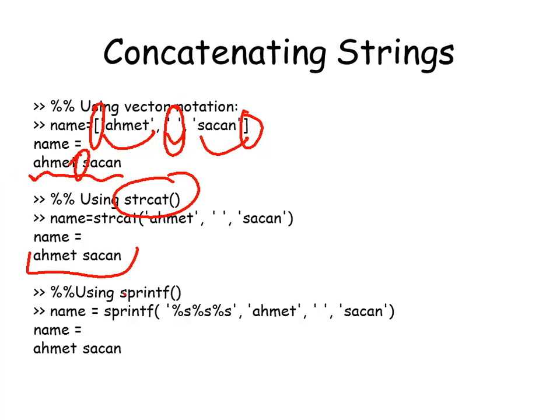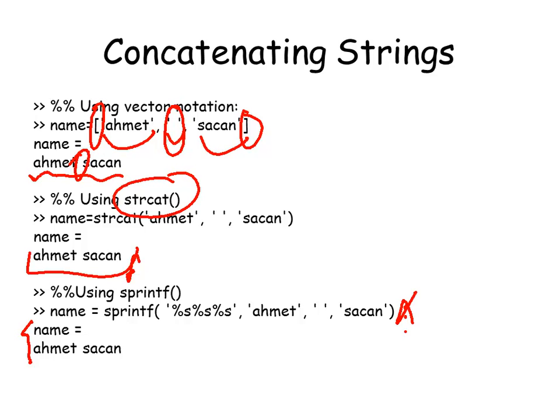You can also use the sprintf function. Sprintf works just like fprintf, except that instead of printing into the command window, it works as a function that returns the generated string. Okay? And Matlab will print it because I don't have a semicolon at the end.